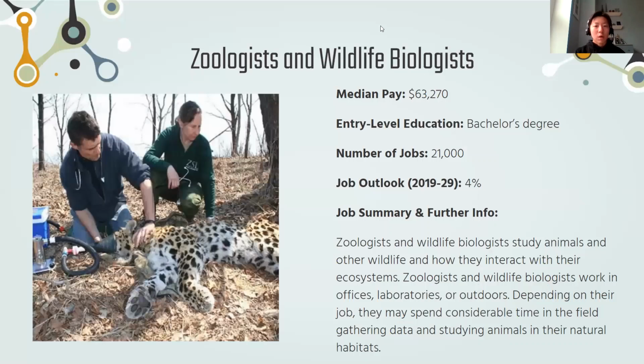Some famous zoologists and wildlife biologists you might know are Steve Irwin, Jane Goodall, Charles Darwin, and even the philosopher Aristotle, who discovered the first ever classification of the animal kingdom. The picture on the screen shows a zoologist examining a leopard in the wilds of Russia.